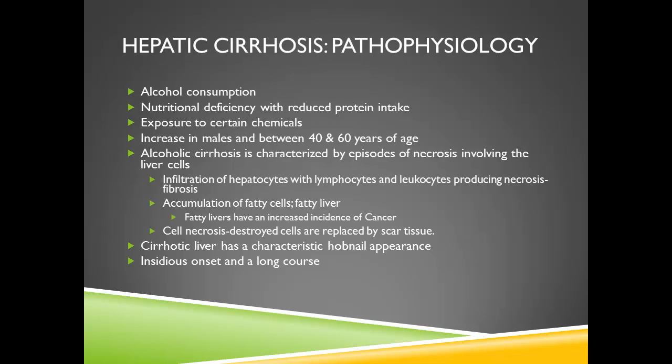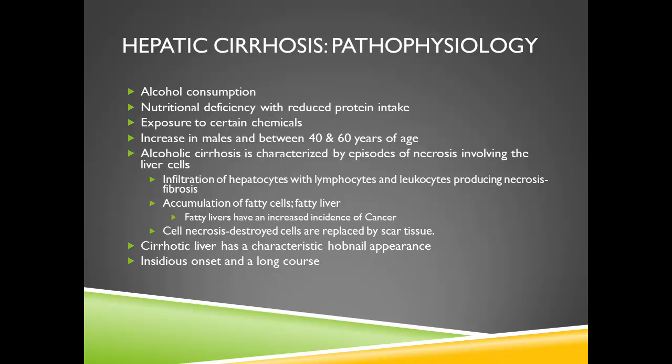A little bit about the pathophysiology of hepatic cirrhosis. Primary cause is alcohol consumption. Nutritional deficiency with reduced protein intake occurs. These patients are generally malnourished because they get all their calories from the alcohol, not from food. Exposure to certain chemicals can cause cirrhosis of the liver. Increase in males between age 40 and 60 years of age.